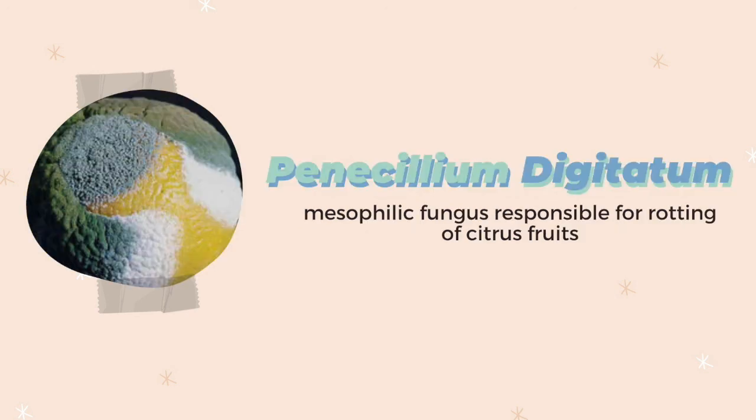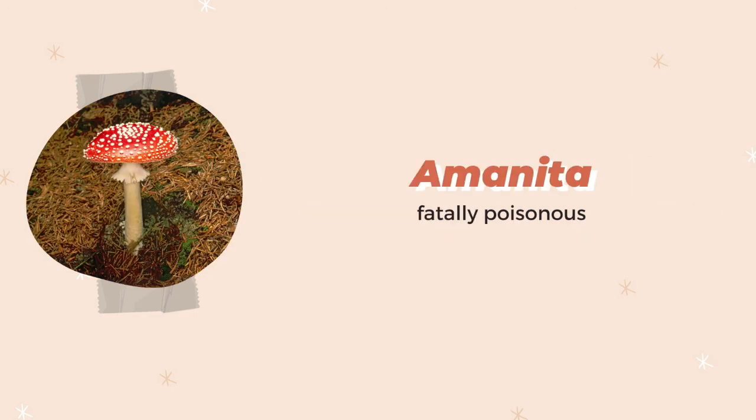The next is Penicillium digitatum. It is a mesophilic fungus found in citrus-producing plants which is responsible for rotting of citrus fruit. Milk and other milk products are spoiled and not fit for human consumption due to the growth of several fungi such as Penicillium. It also causes major problems for farmers because it causes the widespread post-harvest disease in citrus plants known as green rot or mold. Next is Amanita. Amanita may look pretty, but it is a mushroom which is fatally poisonous and can cause discomfort.